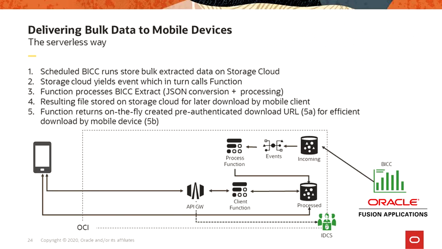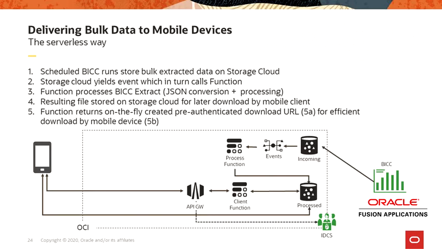That function reads the data from the incoming bucket and transforms it. BICC gives you the data in CSV format. We don't want it in CSV. We want it in zip format, or we want it in JSON format. So the process function converts it and dumps it into the process bucket. Done. This happens every 10 minutes, every half an hour, and that's all good and dandy.